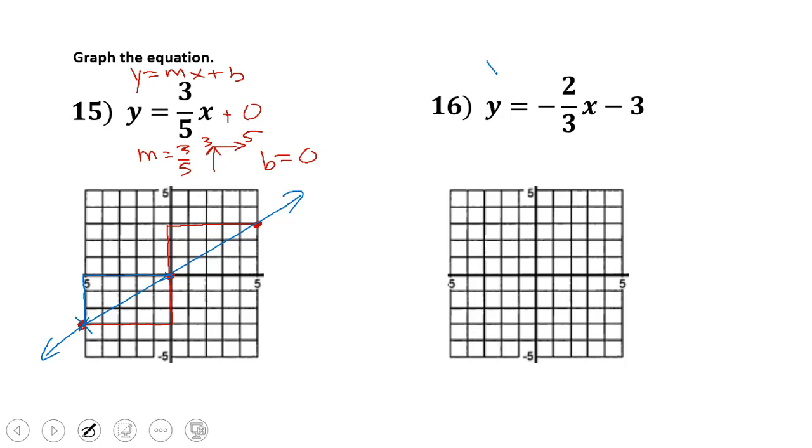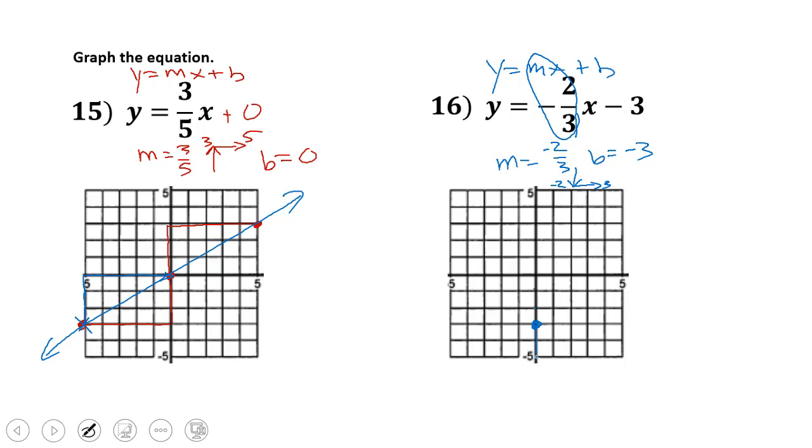Moving on, y = -2/3 x - 3. Are we in slope-intercept form? y = mx + b? And yes, we are. Our slope, m, is -2/3. And our intercept, b, is -3. So we're starting at (0, -3). And we put our first point right there. And we say to ourselves, I have to go down 2 and run 3.